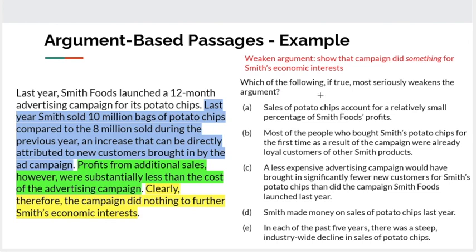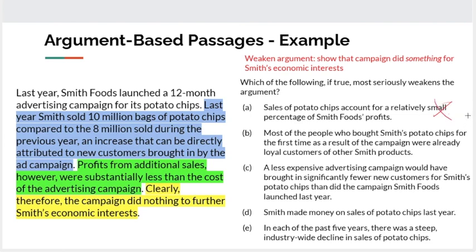So let's look at the answer choices. Sales of potato chips account for a relatively small percentage of Smith Foods products. Okay. Well, if that was true, would that really weaken the argument? Not really, because even if potato chips account for a relatively small percentage of Smith Foods' profits, they still contribute to their profits to a certain extent. And if they're going to launch a 12-month advertising campaign, it's probably not a tiny, tiny proportion. Maybe it's 20%, 30%, but that's not going to really weaken the argument. So we'll just keep on moving and look at the next answer choice.